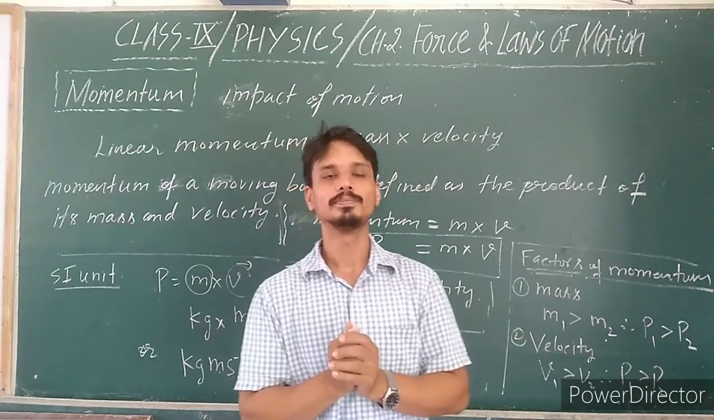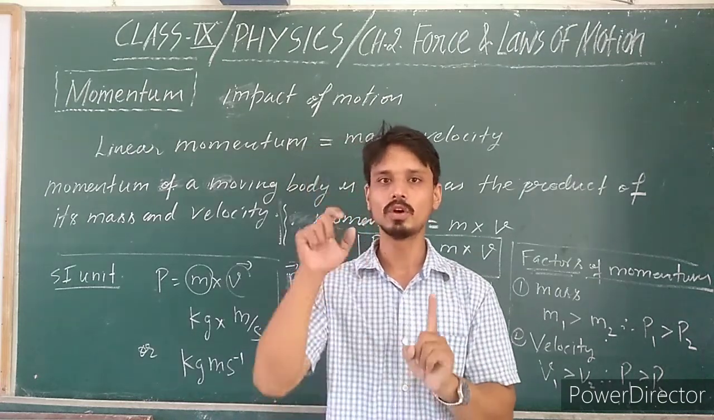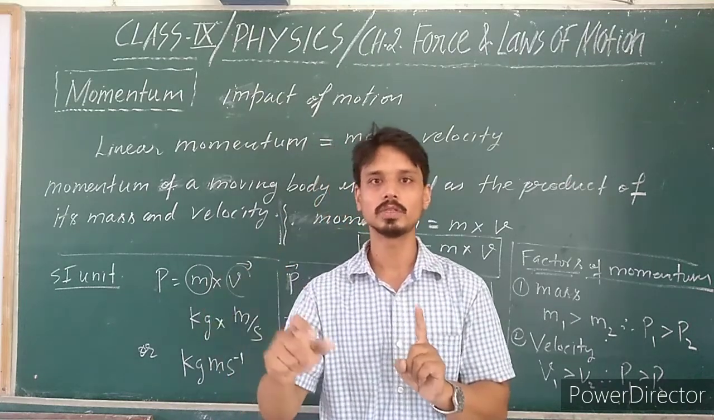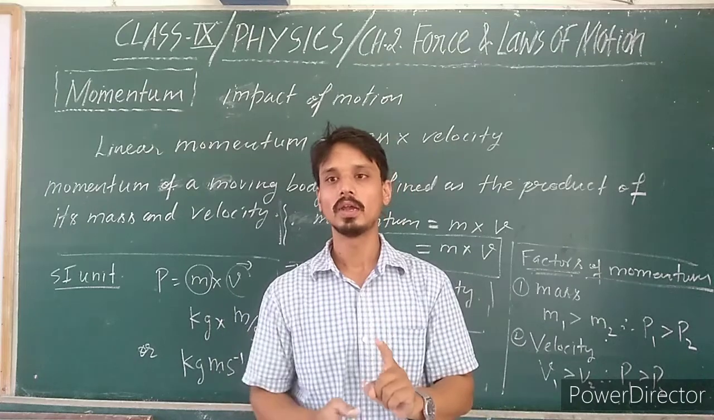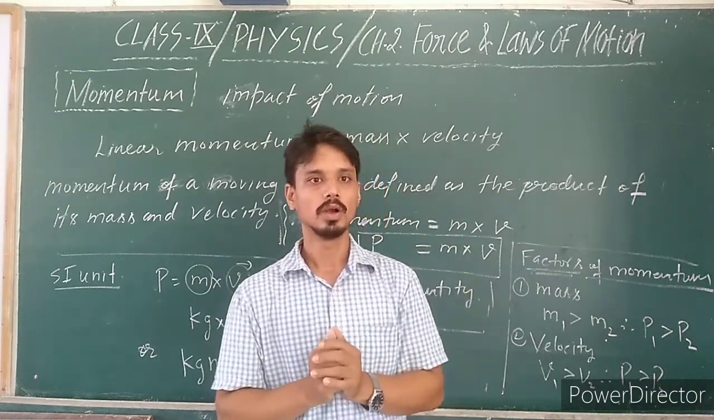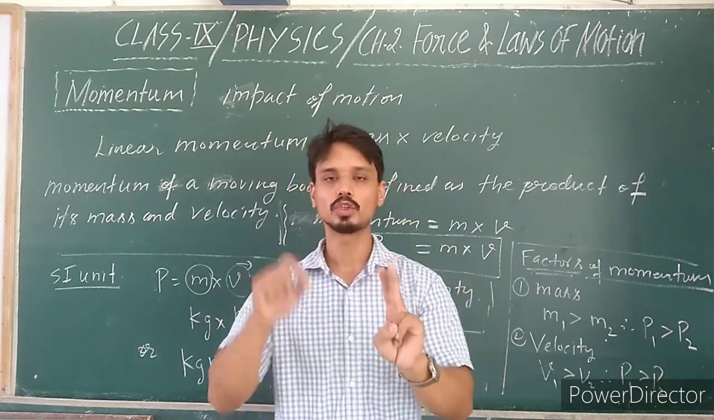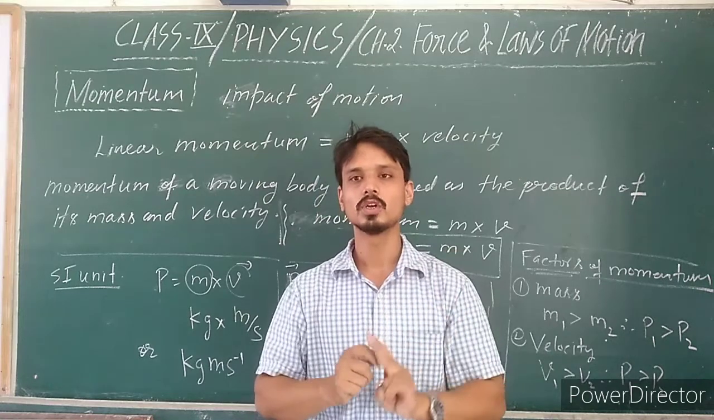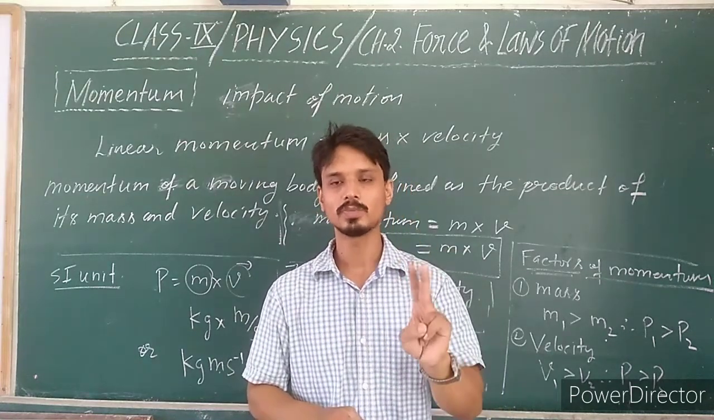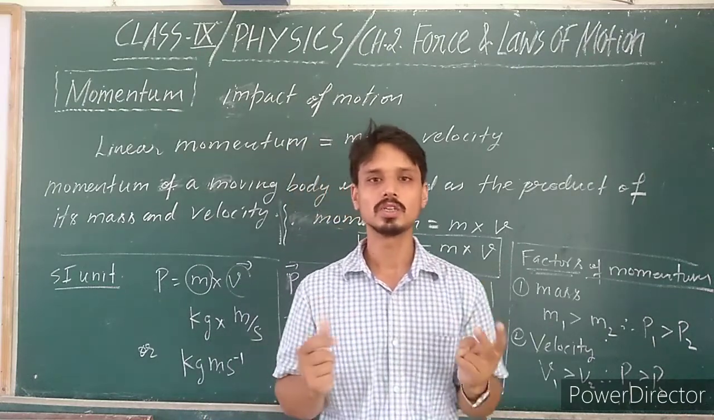Okay guys, we can take some examples. Example number one: a car is moving on the road with very slow speed, but it can hurt a person on the road because of its heavy mass. It has a large momentum. And example number two: in a cricket match, when we throw a ball towards the batsman, due to its high speed, it can hurt the batsman, because of the high speed of the ball, it has a large momentum.